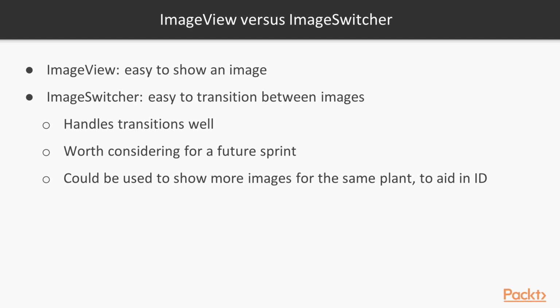So image switcher might be a good idea to move forward with in the future, especially if we want to provide alternate views of a plant that we're trying to identify. Kind of like if you buy shoes online, a lot of times you'll see an image switcher that shows you the bottom, the side, the back, the front, and so on and so forth. That's something we'll eventually want to do. But for simplicity in this early step, we'll just use a plain old image view, which is really easy to just throw a bitmap at it and have that image view show it.